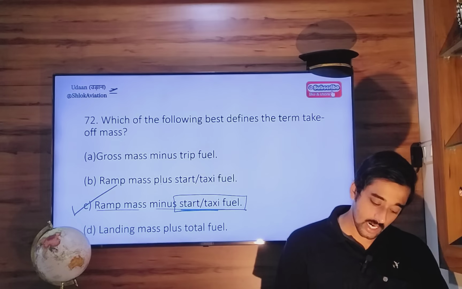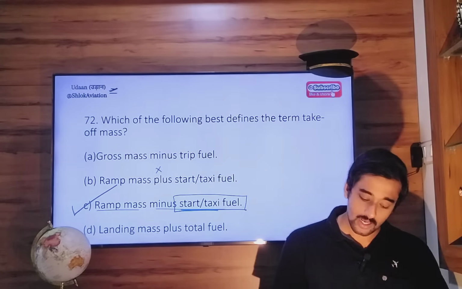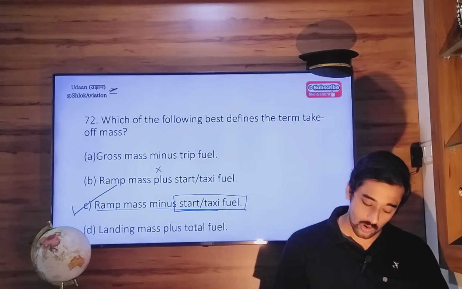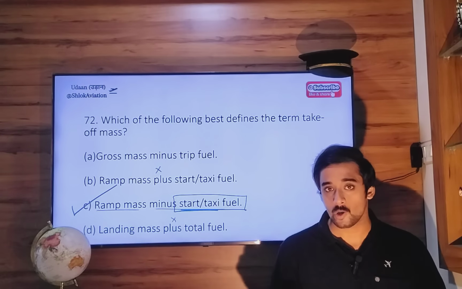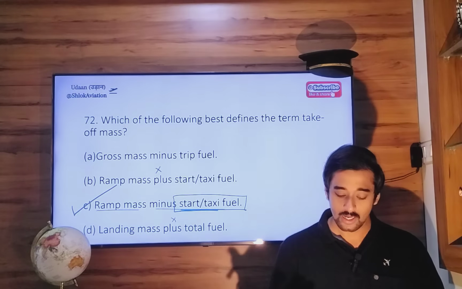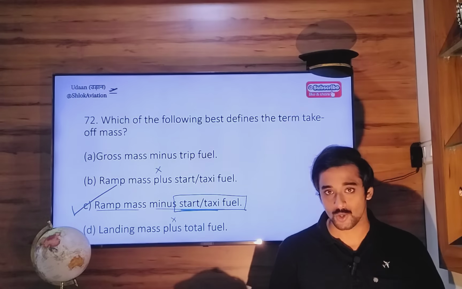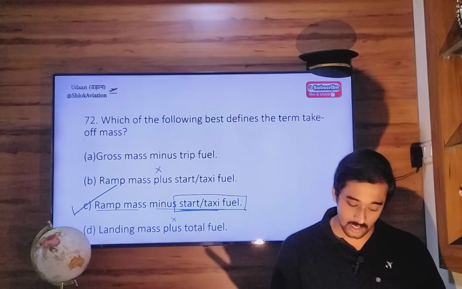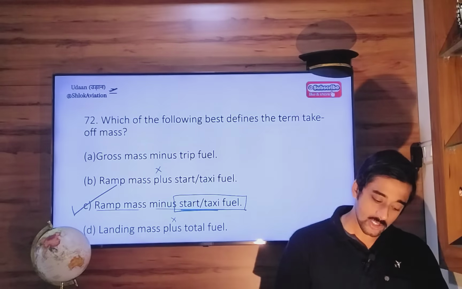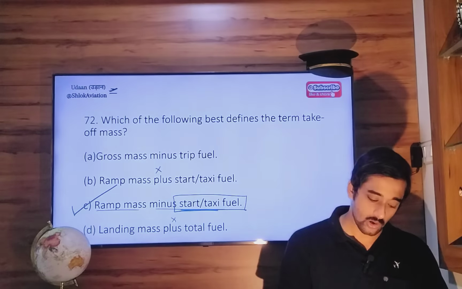So ramp mass plus startup and taxi fuel, wrong. Landing mass plus total fuel, again wrong. Landing mass plus trip fuel will give you takeoff mass, but not the total fuel. Total fuel means what? Startup fuel, taxi fuel also. So that should be excluded from takeoff mass, not included. So that is wrong. Gross mass minus trip fuel, that is wrong.